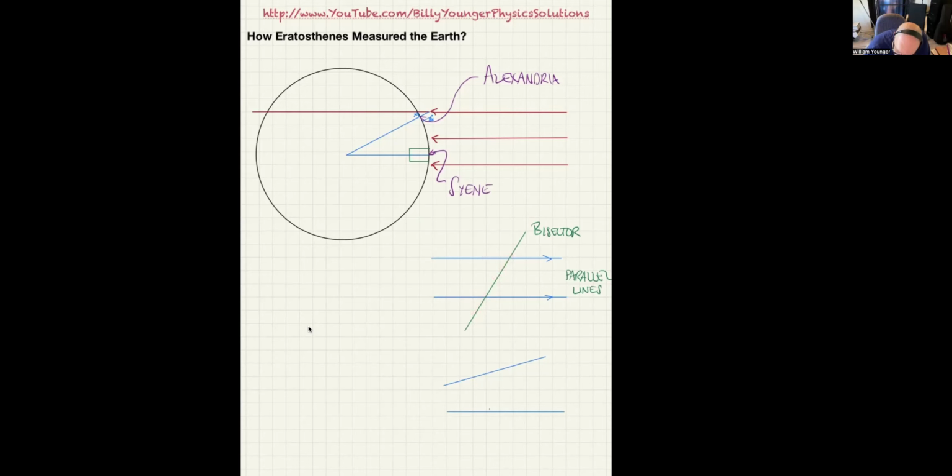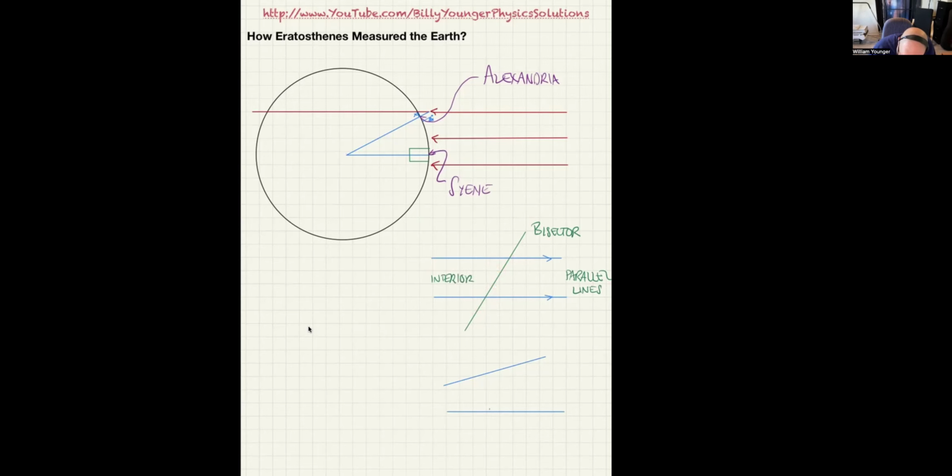Now you can go a little further as well. You could say, for instance, this angle right here and this angle right here. Notice they are both between the parallels, so we call them interior angles. So this area is the interior.